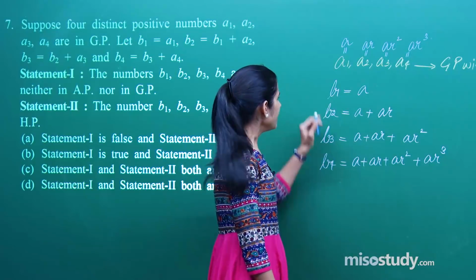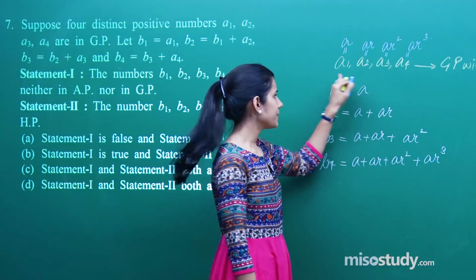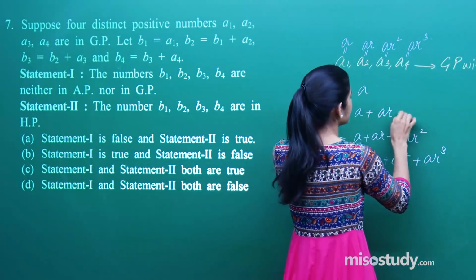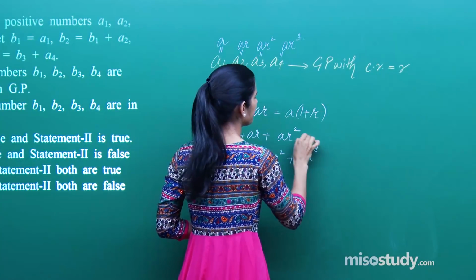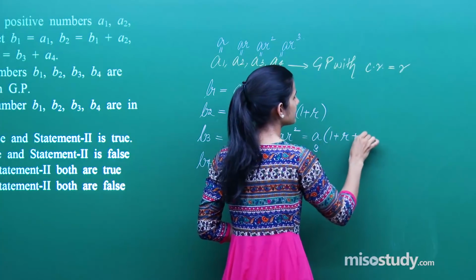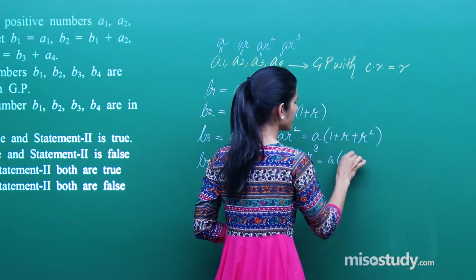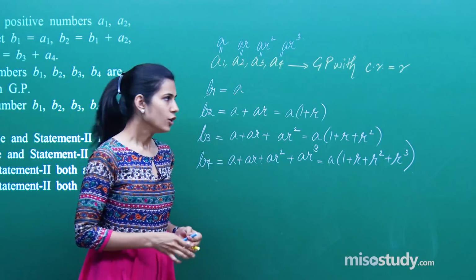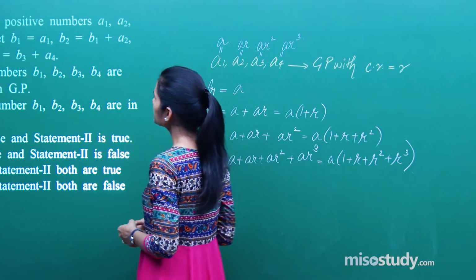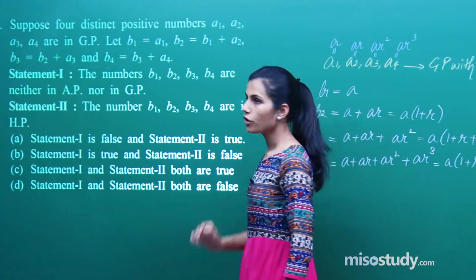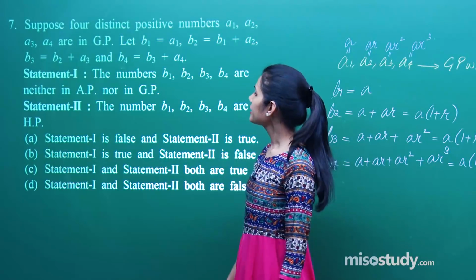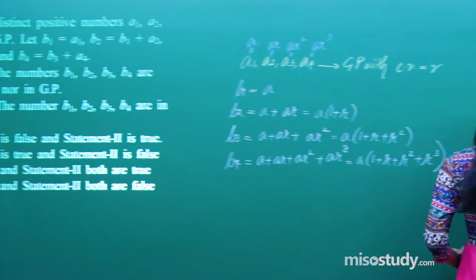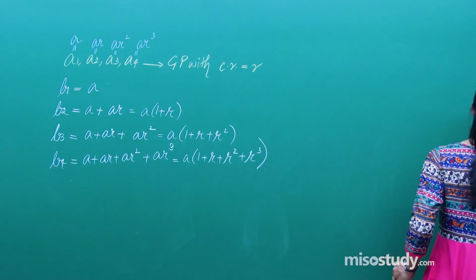Have you got this? With the help of the given 4 quantities in GP, I am defining 4 new quantities B1, B2, B3, B4 in this order. This is a times 1 plus R, a times 1 plus R square, a times 1 plus R square plus R cube. Question further says that the numbers B1, B2, B3, B4 are neither in AP nor in GP is statement 1 and the numbers are in HP is statement 2. So basically we need to check whether these 4 numbers are in AP, GP, HP or not. What is the case happening with them?